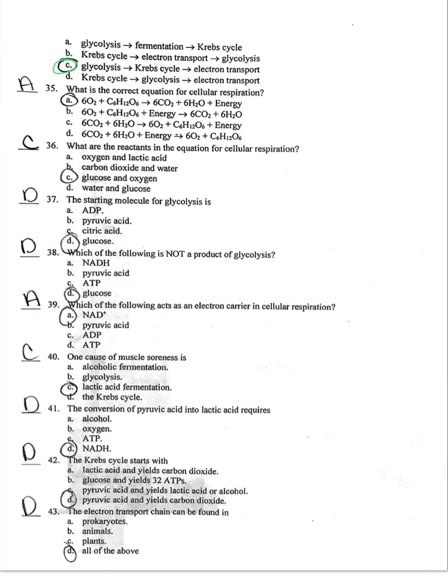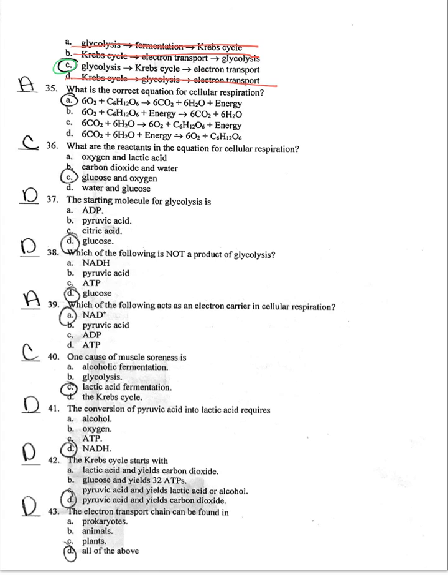So when we look at glycolysis, fermentation, Krebs cycle, that's not right because fermentation is not part of cellular respiration. Krebs cycle, electron transport chain, glycolysis. Glycolysis is in the front, not the end. Krebs cycle, glycolysis, electron transport. Again, glycolysis comes before the Krebs cycle, so this is the correct answer, C.